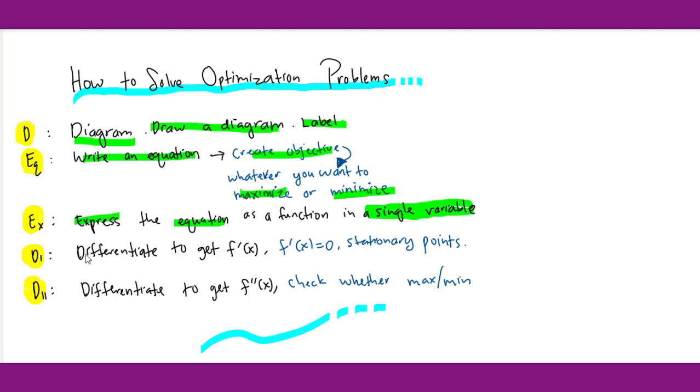D1 is differentiate to get f prime of x, and after that find f prime of x when this is equal to 0. Find stationary points. The last step is D2, or differentiate to get f double prime of x. Check whether this point is maximum or minimum. For this one, we use the acronym DEEDD.